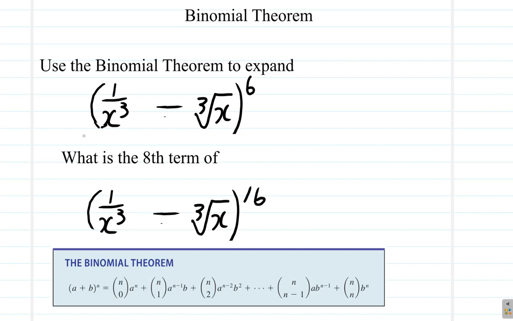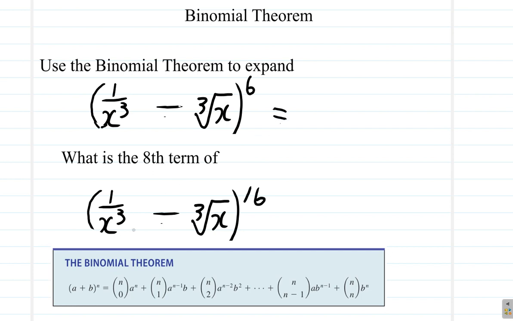We have two questions here on the binomial theorem. First, use the binomial theorem to expand this. It's 1 over x to the cube minus the cube root of x, raised to the power of 6.